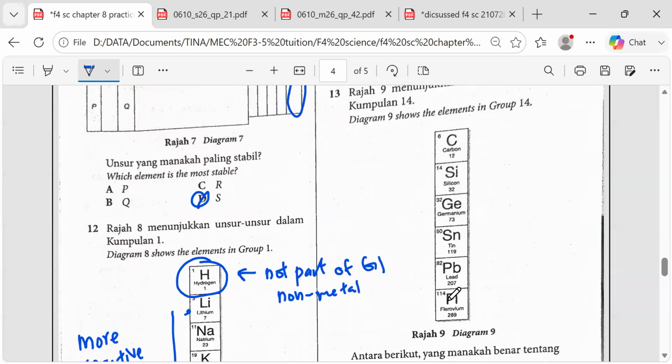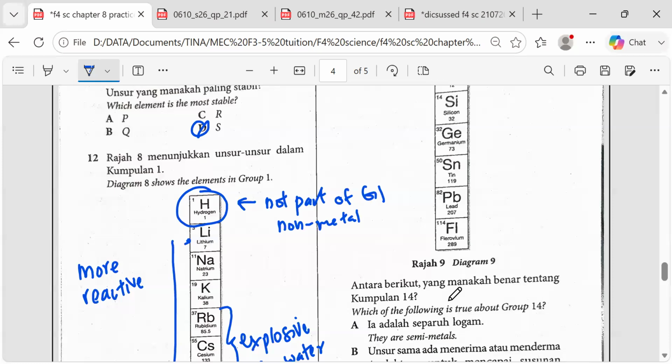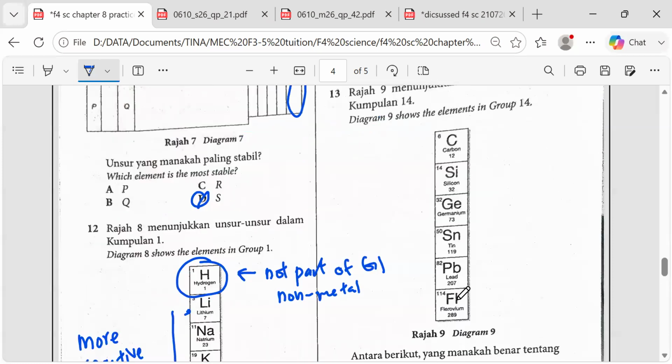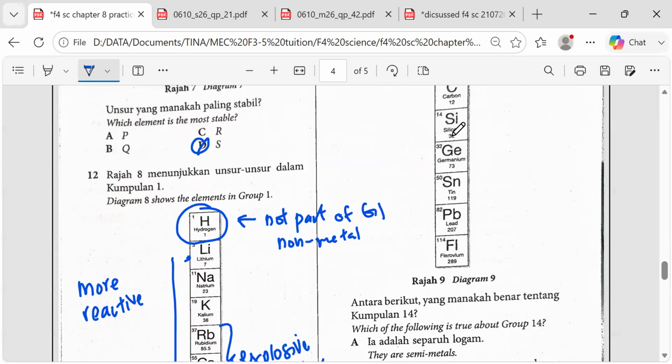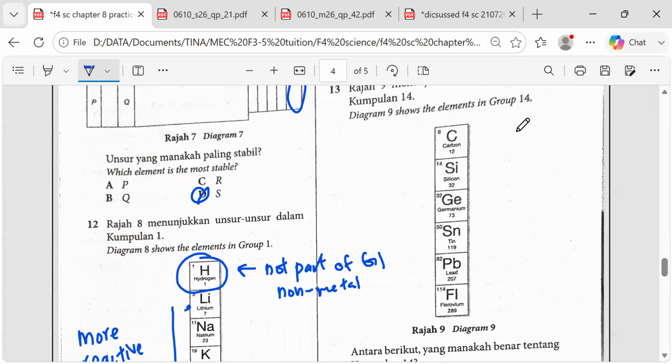Okay, now this is group 14. All right, they are semi-metal. Yeah, silicon and germanium are semi-metal. They do not accept or release. They share. Group 14, they only share electrons. They don't receive or release because it's four. Okay, one, two, three, you throw one, throw two, throw three. Five, six, seven, you gain three, gain two, gain one. But group four, you don't gain, you don't lose, you share only. Alright?